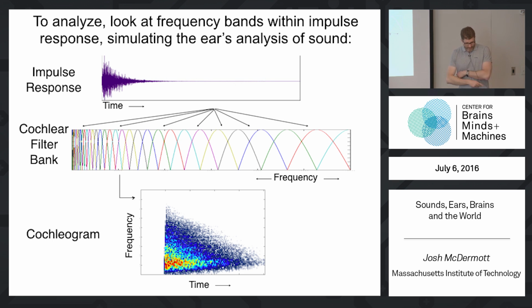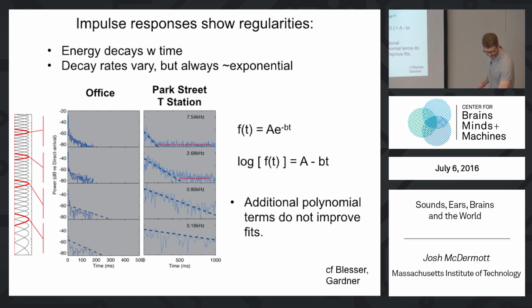All right, and so part of the payoff of that stuff that we were talking about during the first part of the talk is that to analyze these impulse responses, we're going to look at them in frequency bands that simulate the ear's response to sounds, right? So we've got that good old set of bandpass filters that we were looking at before, and we take our impulse response and plot it as a spectrogram. We call these cochleograms because they're a particular kind of spectrogram where we use the frequency response of the ear to generate the spectrogram, okay? And so you get something that looks like this. And we just want to see whether these things are consistent.